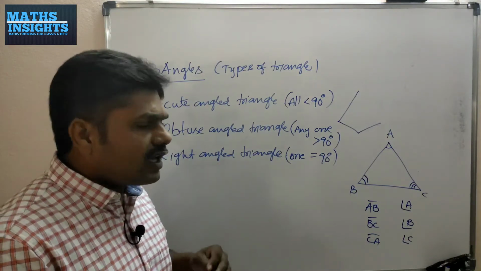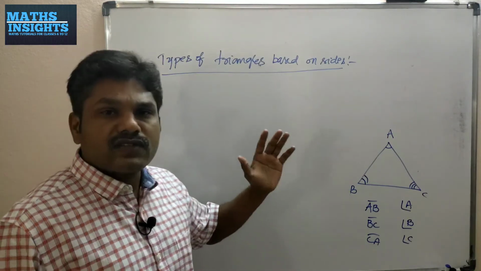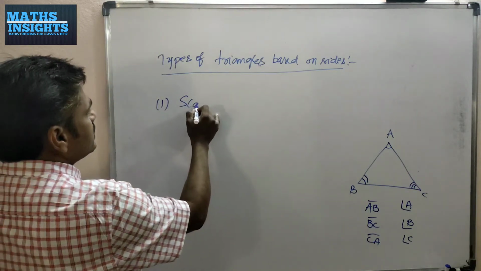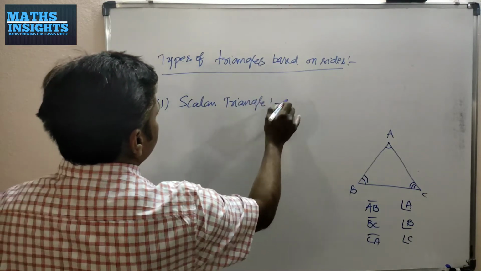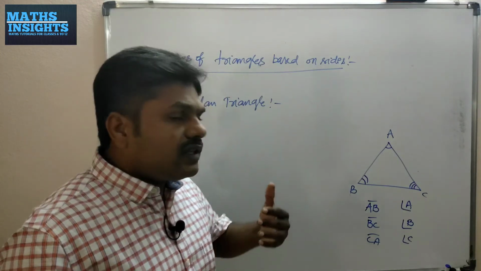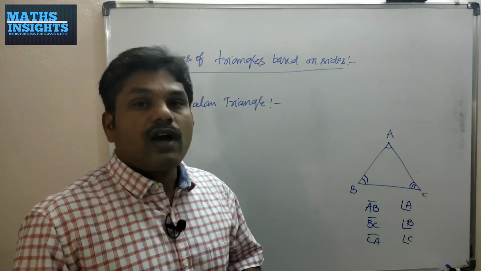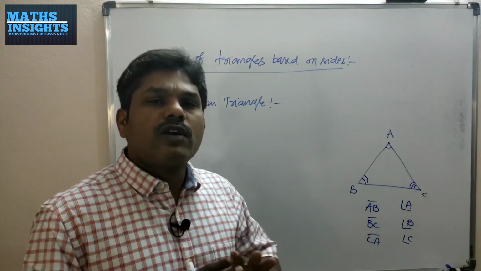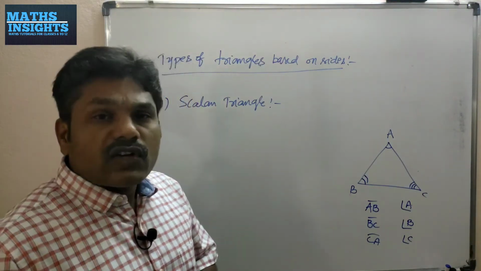Next we will discuss types of triangles based on sides. Types of triangles based on sides. So first triangle is scalene triangle. Scalene triangle means if in any triangle the lengths of all sides should not be equals to each other. Other words, you may say that any two sides of a triangle should not be equal. Then that type of triangle is said to be a scalene triangle.